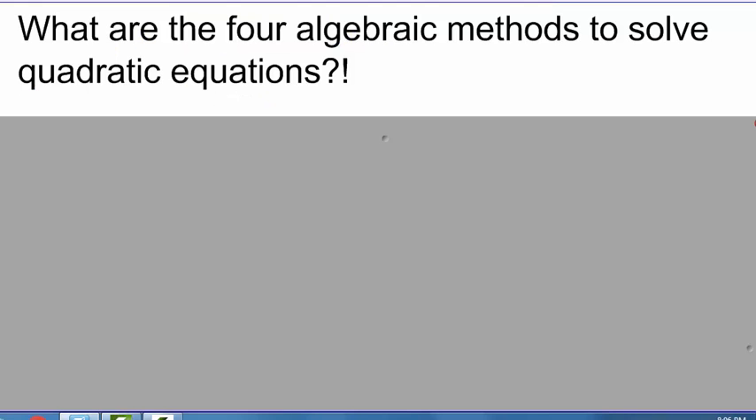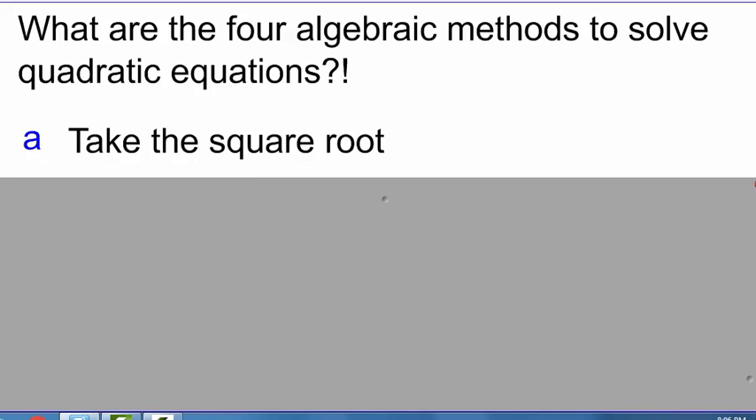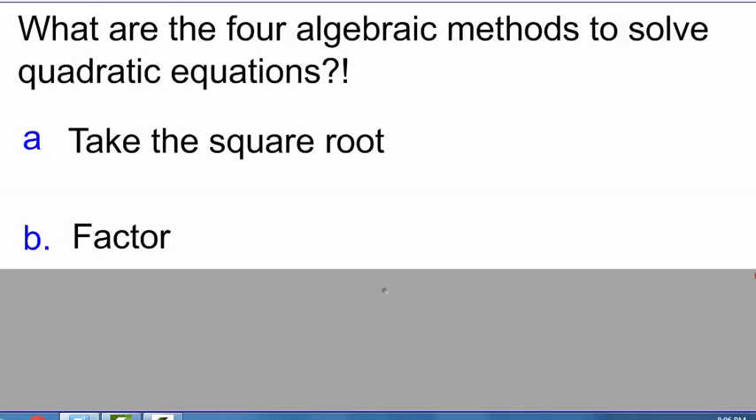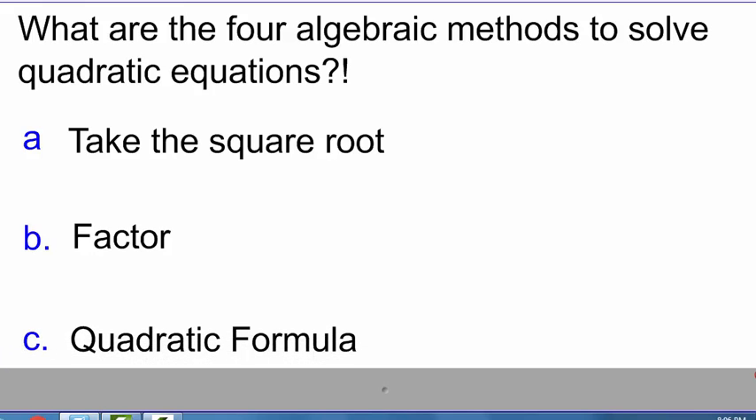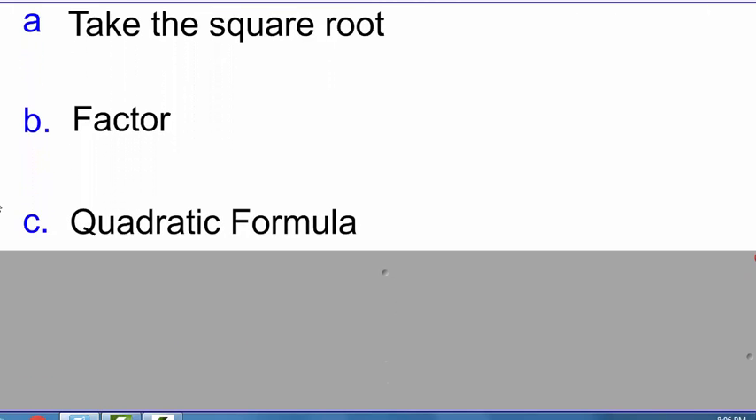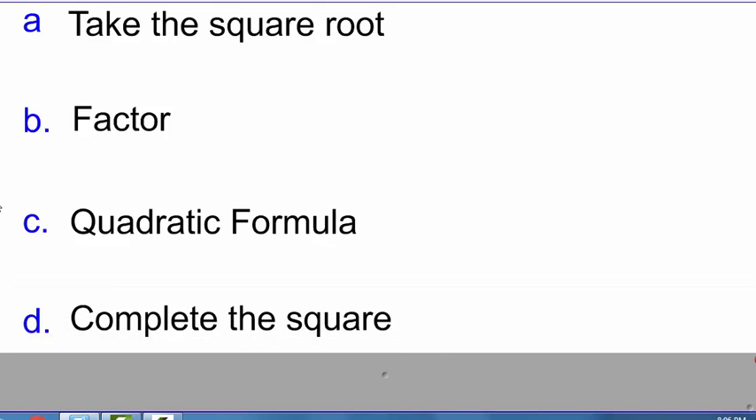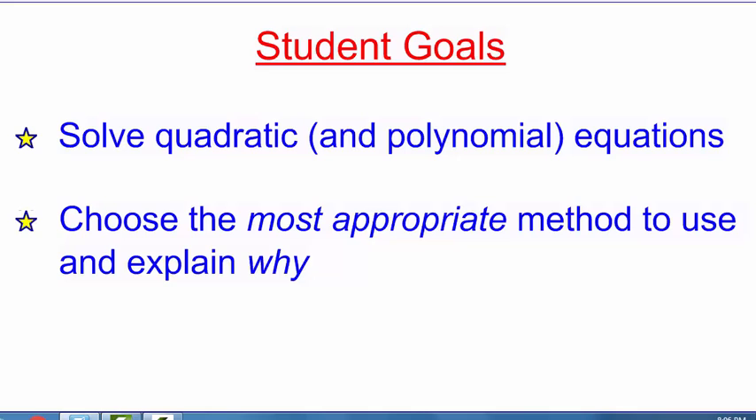And then the last thing here on the warm-up. What are the 4 algebraic methods to solve quadratic equations? So we have the first one, take the square root, right? That's what we always look for. Is there a single x? Then we look, can I factor it? If I can't factor it, the next thing I would probably go to would be the quadratic formula. And then finally, we also have completing the square. That's where we got the quadratic formula from. So we're going to take a look today and remind ourselves, okay, what's the most efficient way to solve some of these here?